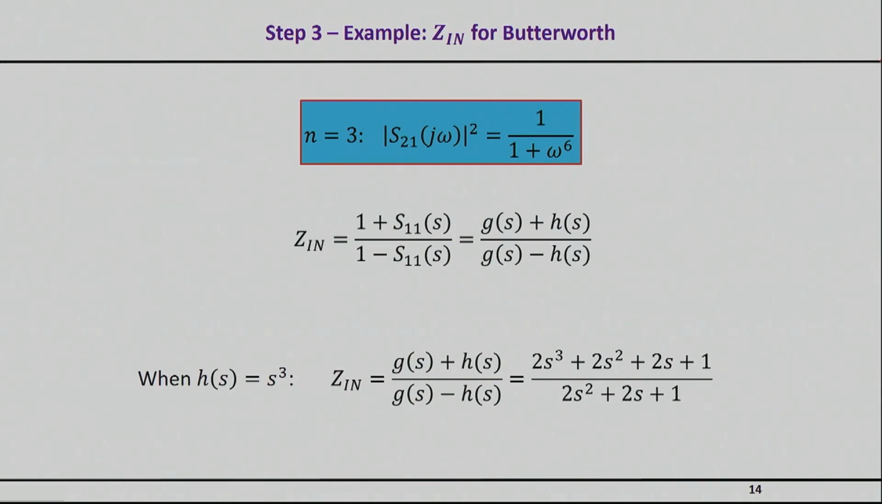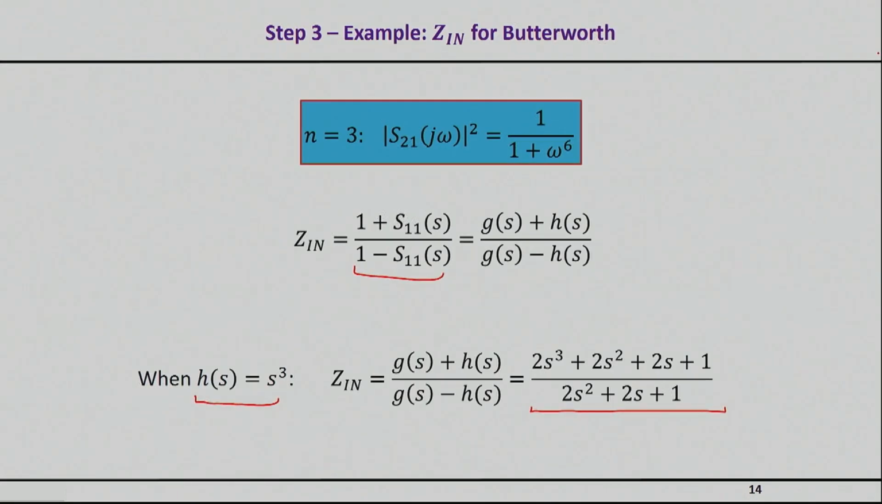And that basically means that your input impedance, which is given by this expression here, will end up having two solutions. So if you choose h of s to be s cubed, then your input impedance will basically be this. While on the other hand, if you choose h of s, and I don't have it here, to be negative s cubed, basically you'll have a different solution, which we will see in a little bit.